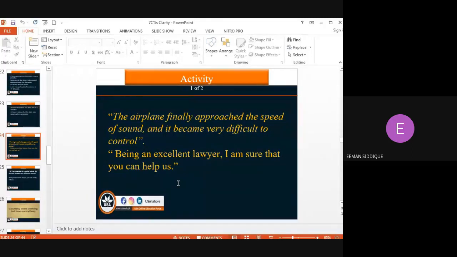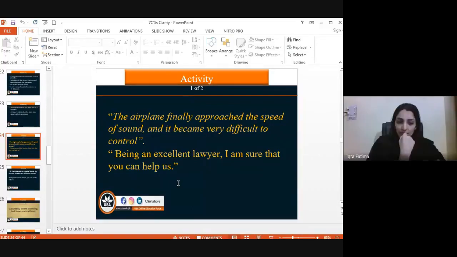You are a very excellent lawyer, so you need to help me or us. You can help us, yes. So you can make it more coherent, and when you make it coherent, that would be clear for your audience. It is right. So anyone else who can tell us or who can bring clarity in the first sentence? Any idea?